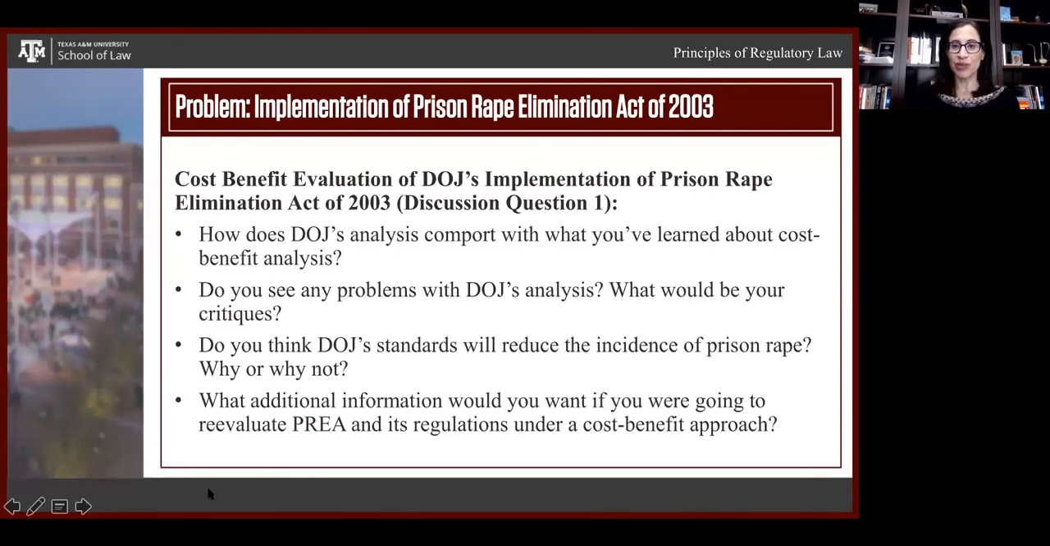So that concludes Unit 1, and we'll turn next to Unit 2 on incorporating scientific evidence. Thank you.